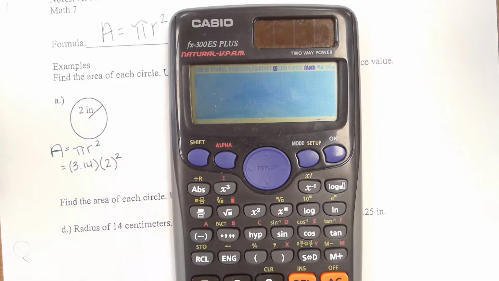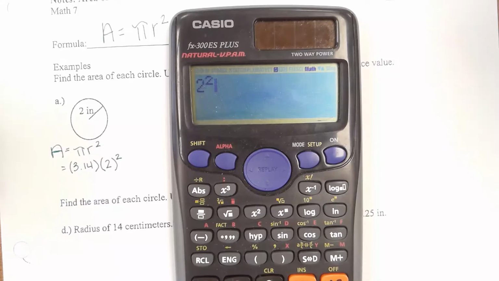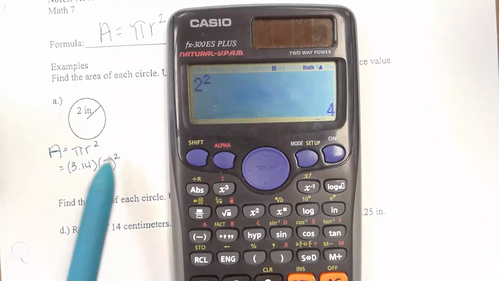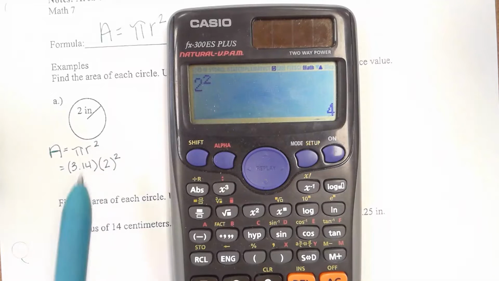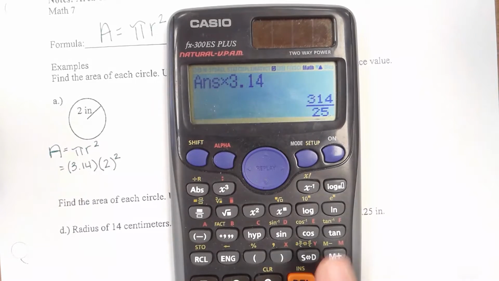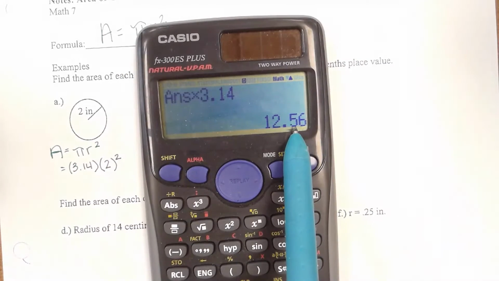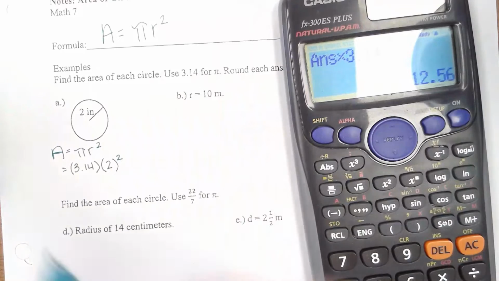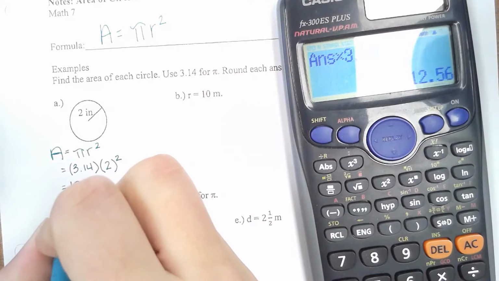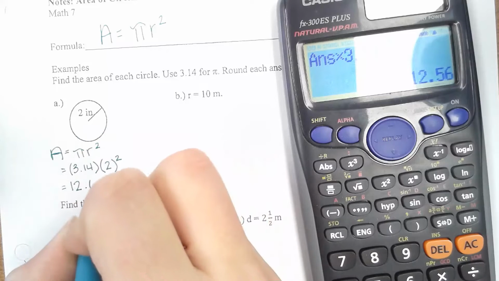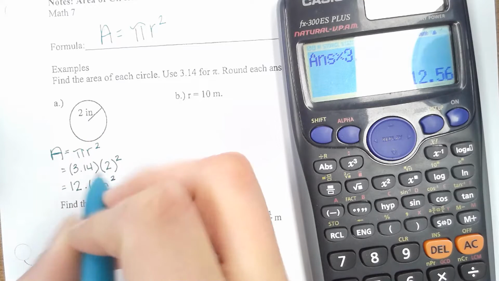So 2 squared, you have a squared key in your calculator, or remember 2 squared just means 2 times itself, 2 times 2, so that would give you 4. And then your last step is to multiply it times the 3.14. And rounding to the nearest tenth place, that would give us 12.6. And we do need to label here. So remember area, you would do inches cubed, or sorry, squared.